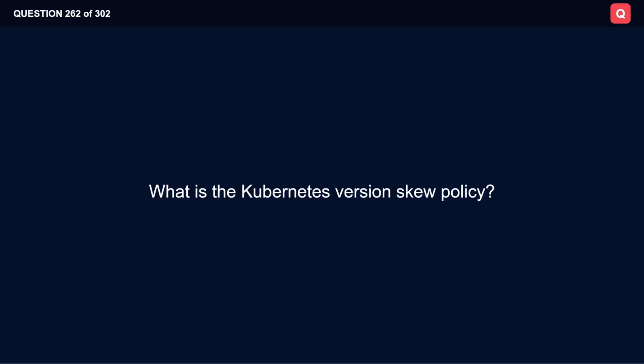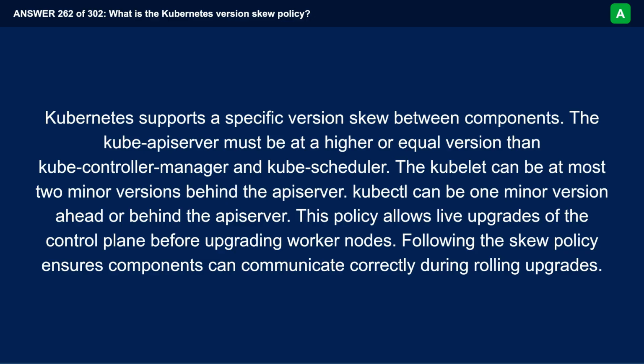What is the Kubernetes version skew policy? Kubernetes supports a specific version skew between components. The kube-apiserver must be at a higher or equal version than kube-controller-manager and kube-scheduler. The kubelet can be at most 2 minor versions behind the API server.